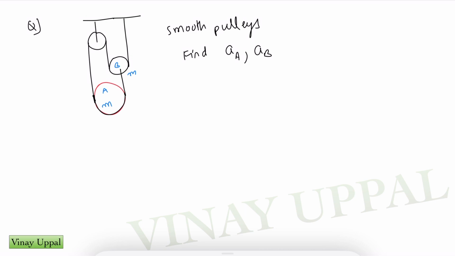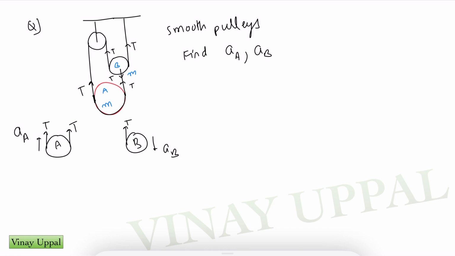Alright, first let's write the constraint equation. Let's say that the tension in the string is T. You should be able to see that there is only one string going around. In a single string, the tension everywhere will be T. So I have T, T. Let's say A is going upwards with acceleration AA, and B is coming down with acceleration AB. What is the net tension on A? 2T. And what's the net tension on B? T in the upward direction.